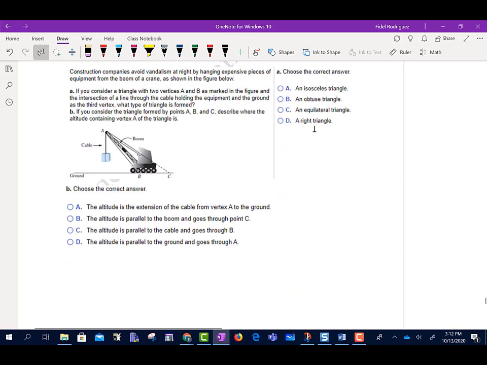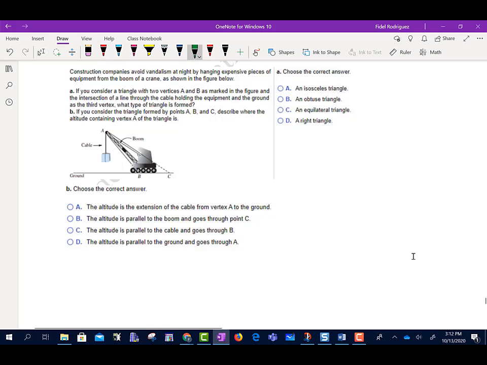It says, construction companies avoid vandalism at night by hanging expensive pieces of equipment from the boom on a crane. If you consider the triangle with two vertices A and B as marked in the figure, and the intersection of the line through the cable holding the equipment to the ground as the third vertex, what kind of triangle is formed? Okay, so let's take a look here.